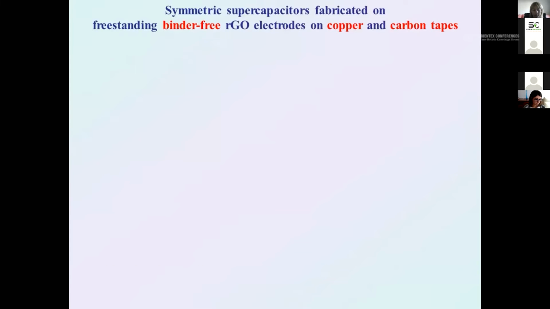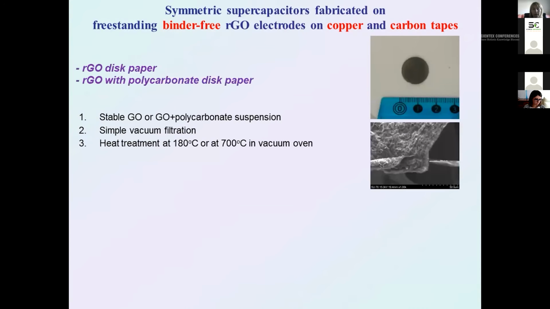So first of all, we thought about preparation of supercapacitors without any binders. So we use reduced graphene oxide. First of all, we prepare a solution of graphene oxide, and also graphene oxide modified with polycarbonate. We use simple vacuum filtration, as you can see here. We obtain a disc. It can be of different sizes. We prefer this one, not so big.